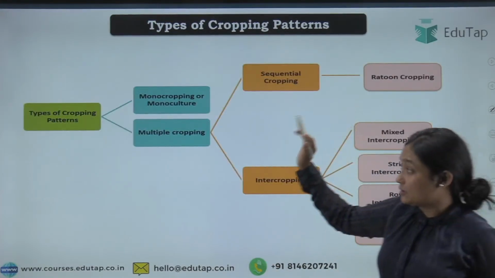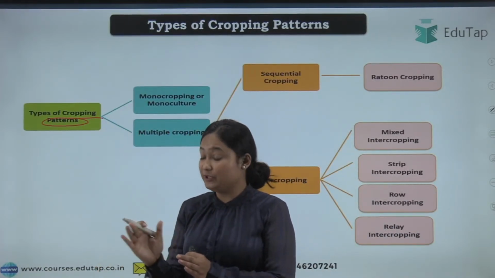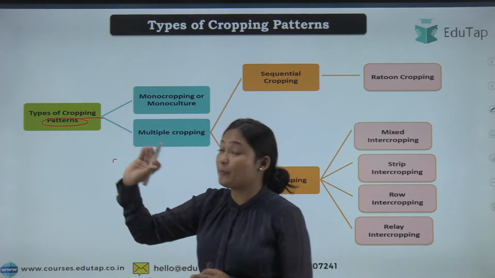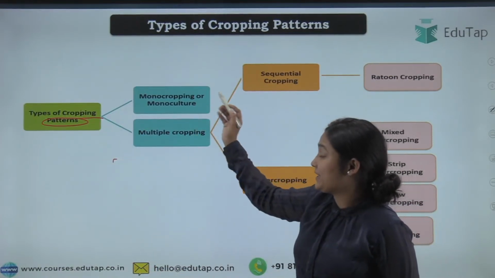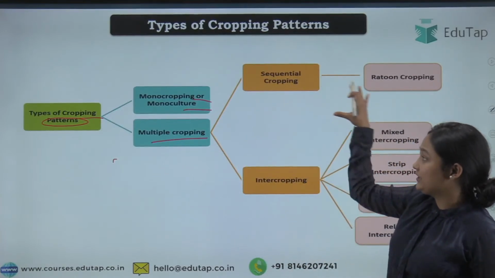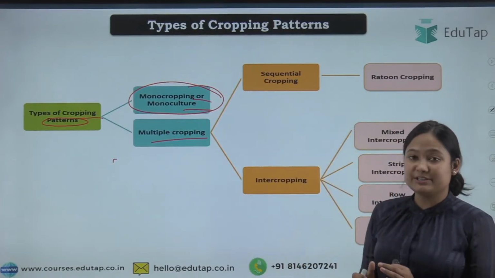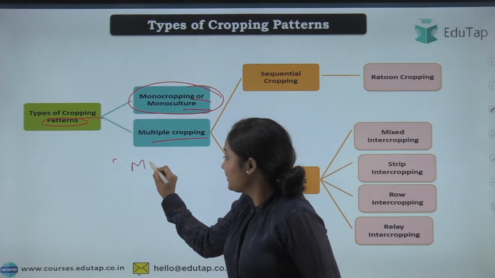So first of all, going by the cropping patterns. Cropping pattern and cropping system are two different things. Now first of all, we will discuss cropping pattern. Among cropping pattern, there can be monocropping or monoculture, or it can be multi-cropping. Then we can further divide it. First, let's discuss what is monocropping or monoculture. Mono refers to one.